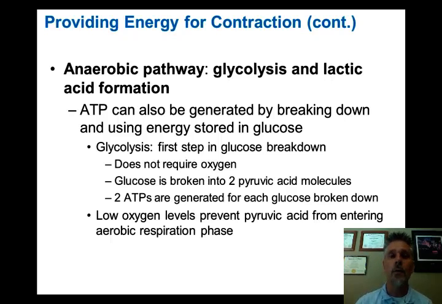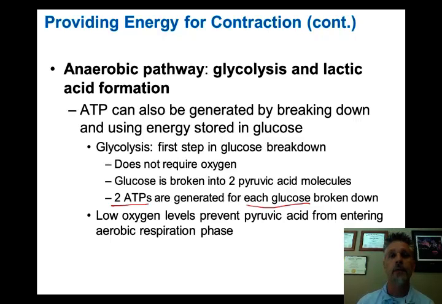Now, the anaerobic pathway, remember, doesn't require oxygen, occurs in the cytosol of the cell, and 2 ATPs are going to be produced for every 1 glucose molecule that is taken in. So on a certain level, you're like, oh, well, that's not bad, right? You get 1 for 2. Now, I'd go to the casino with that, right?